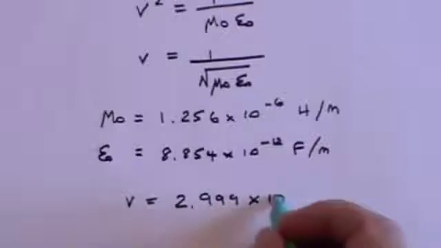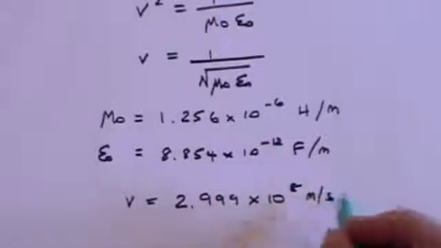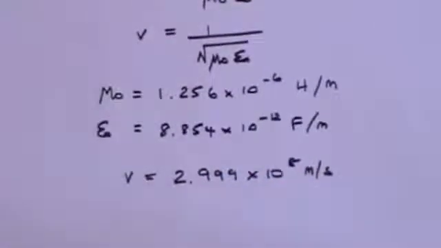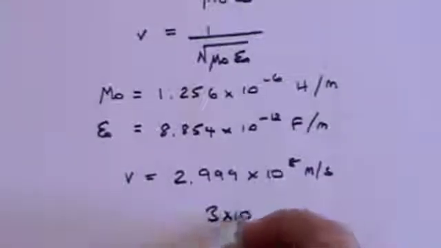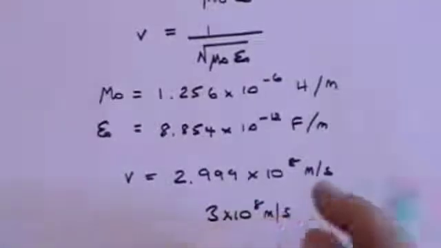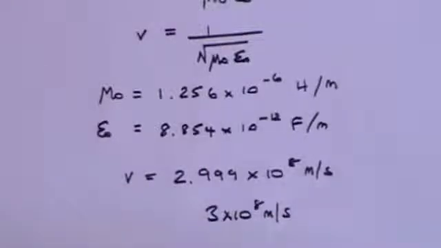2.999 times 10 to the 8 metres per second, which you'll recognise is extremely close to 3 times 10 to the 8th metres per second, which is the speed of light. Now, in Maxwell's day, it was already known that light travels at 3 times 10 to the 8th metres per second. Without even knowing what light was, people had measured its speed.